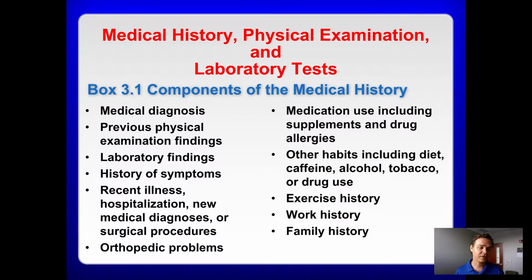So things like a medical diagnosis, previous physical exam findings, laboratory findings, history of symptoms, recent illnesses, surgical procedures, orthopedic issues, medications, as well as supplements and over-the-counter drugs that people might be using, other habits that are related to the exercise program, their exercise history, their work history, their family history. There should be forms. If you go to a doctor's office, they will have forms for these things. It's a good idea to look through it if you have access.